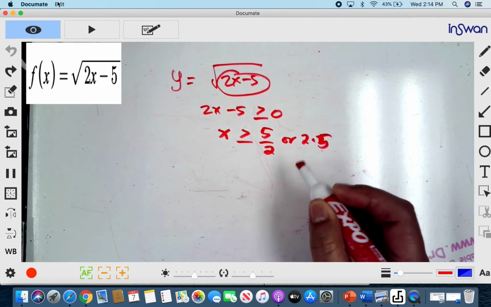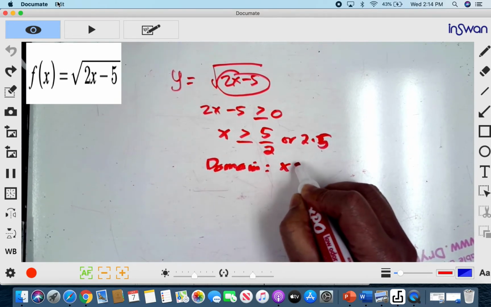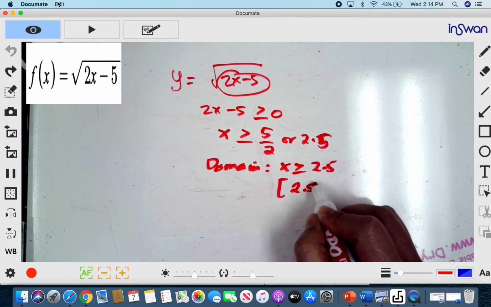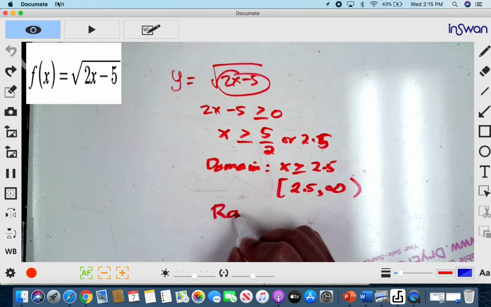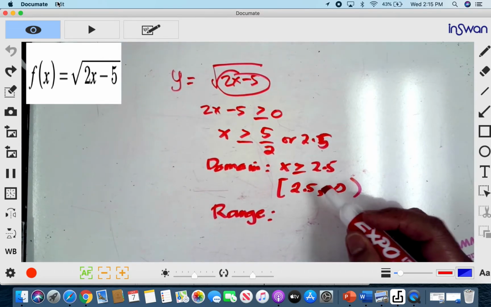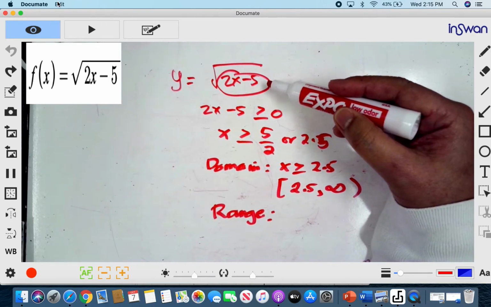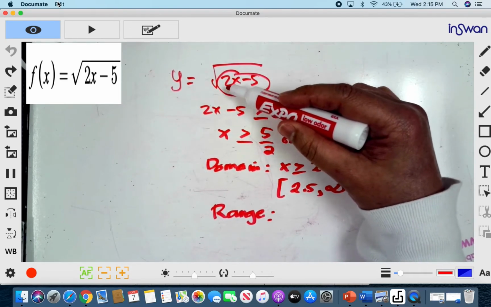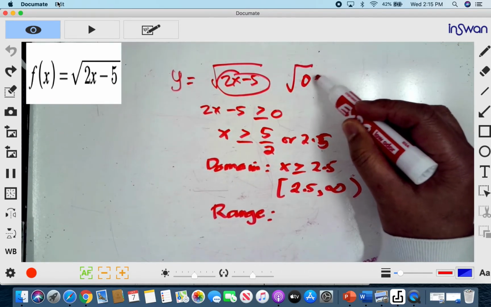Now this will be serving as our domain, that our x can be greater than or equal to 2.5, or can be written as 2.5 to positive infinity. Okay, we can only express the range logically based on the function itself. As you can see, the minimum value of x here is 2.5, making also the minimum value of y 0. Because if the least value is 2.5, 2.5 times 2 is 5, minus 5 is 0. That would be the minimum value of y, which is equivalent to 0.